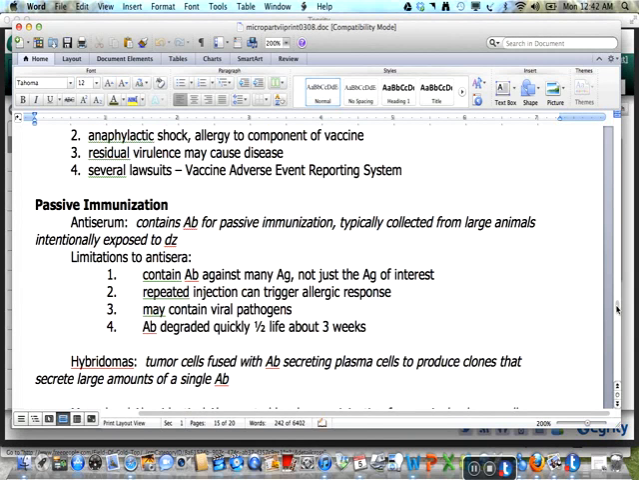So a person would not want to receive unnecessary passive immunizations just because of the risk of developing an allergy to it when they really need it later on.